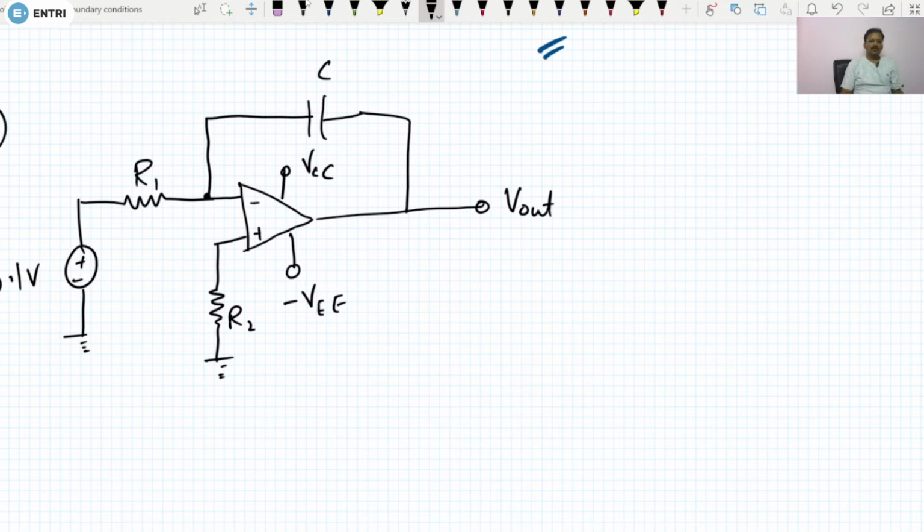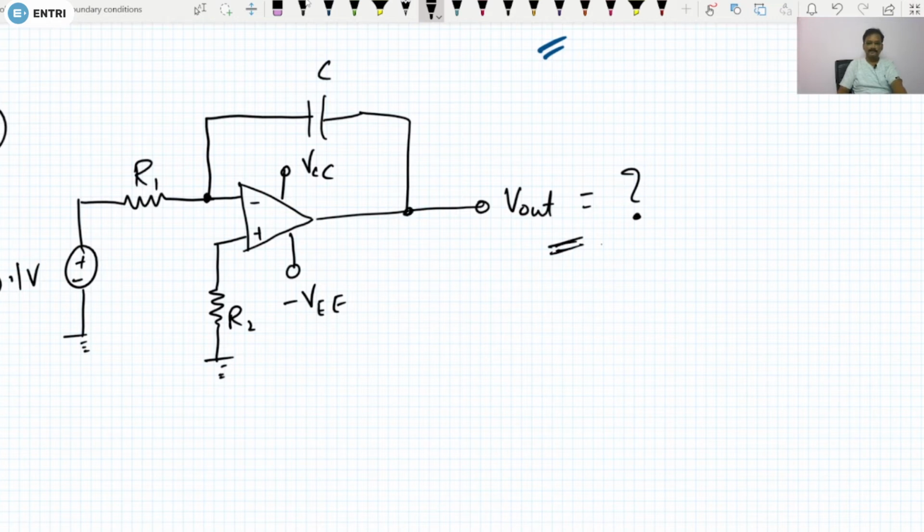Okay, so just by seeing this circuit, we can say that it is acting like an integrator circuit. Okay, so it is acting like an inverting integrator here. Understood? So they are asking here for V out for this circuit, right? Okay, so we know what V out is for this circuit.